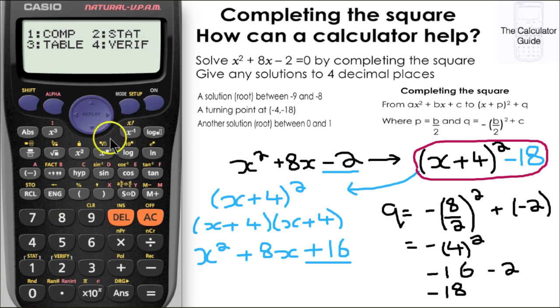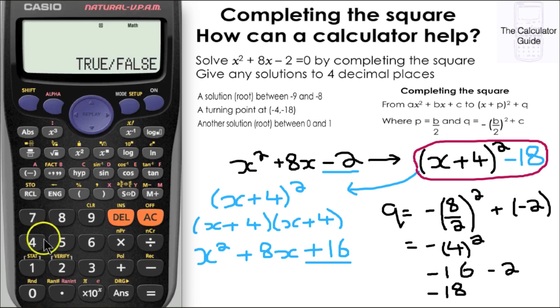Now just to verify that we've got the correct answer, I'm going to enter the verify mode on the calculator. It's mode and 4 to do that. Remember that our answer here will either be true or false. I'm going to input my original quadratic equation, x squared plus 8x minus 2, and use the verify menu to get an equal sign. Then I input my completed square form, which is (x plus 4) in brackets squared minus 18. And here we have that it is true, which means the two sides of the equation match, they are identically equal, which shows that we've done the completed square form correctly.